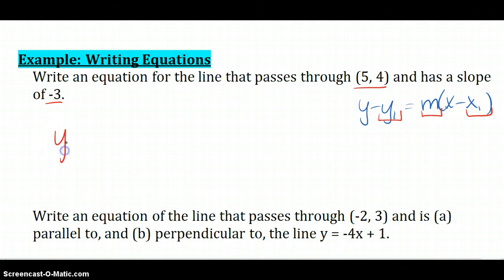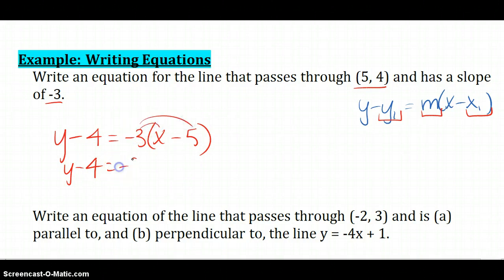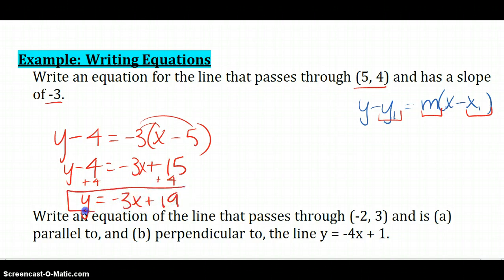So if we fill that in, we have y minus our y1, and our y is 4, equals m, which is our slope, -3, times x minus our x value, which is 5. And then you simplify and solve for y. So if we simplify here, distribute our -3 through, and then add 4 to both sides, you end up with the equation y equals -3x plus 19.